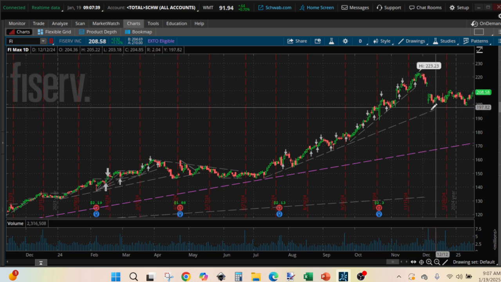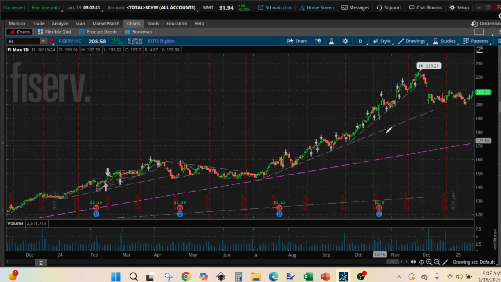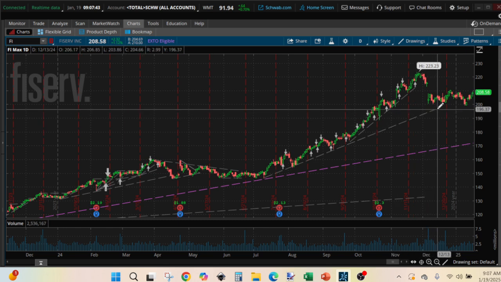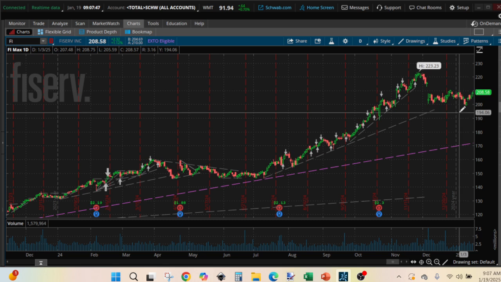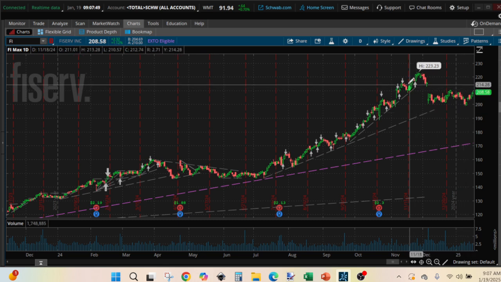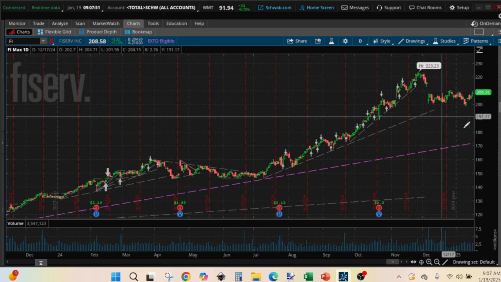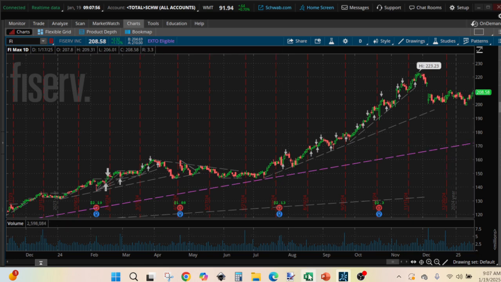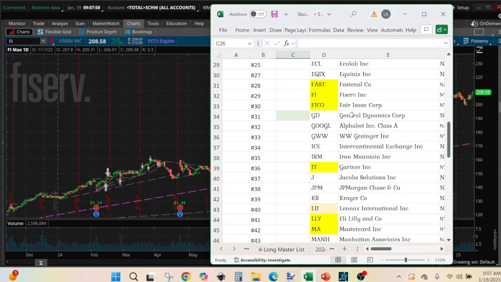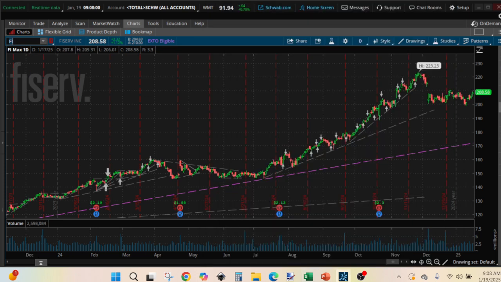And it pulled back down to this trend line. And it seems to be following that trend line or starting a new one here. But yeah, we like to sell it before we buy more, and this is the trend line that we like to buy at next. The next one is FICO.